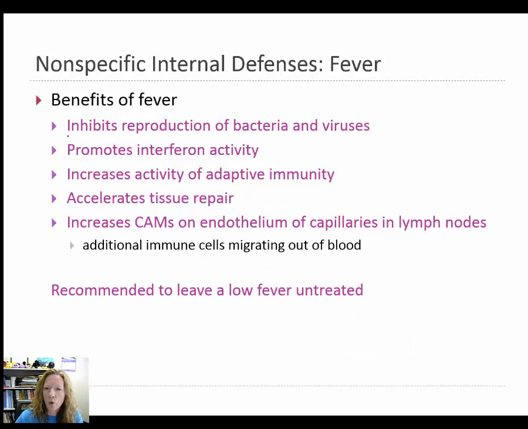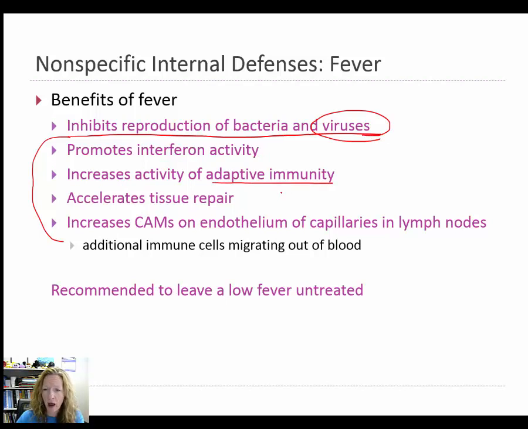So here are the benefits of the fever. Again, we talked about how sequestering that zinc and iron is going to make sure that those bacteria or viruses don't reproduce. And a lot of the rest of this has to do with increasing metabolic activity. That's going to help promote interferon activity. Remember, one of the interferons we talked about prevents viruses from reproducing. It also increases activities of the adaptive immunity. So we'll talk about how it goes in and increases those T cells and B cells, gets them to work quicker. It helps repair tissue.